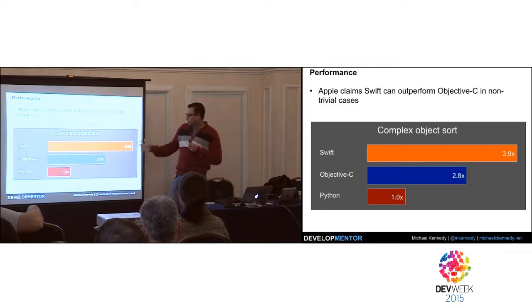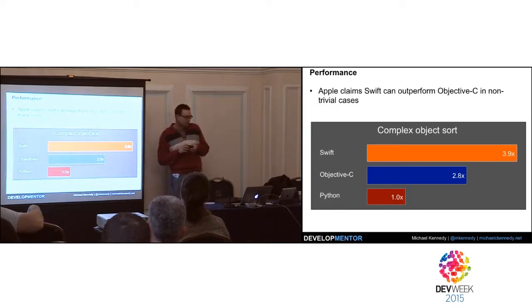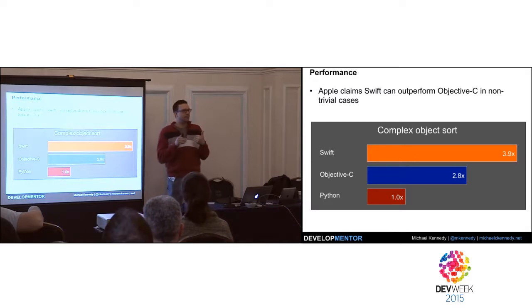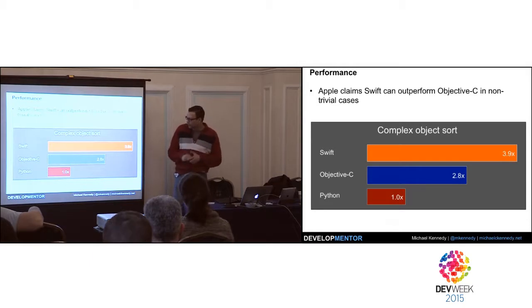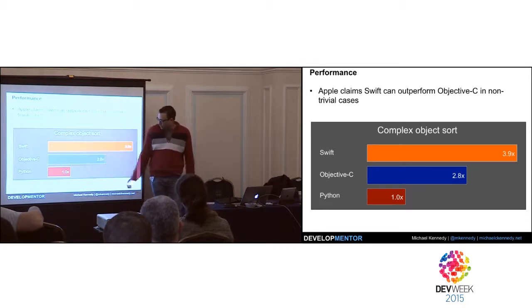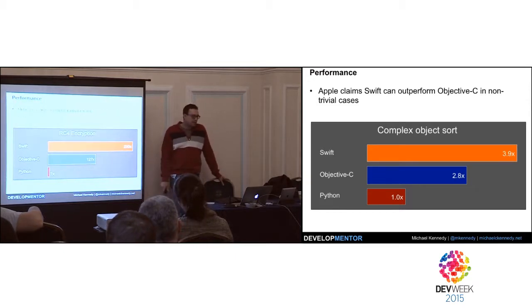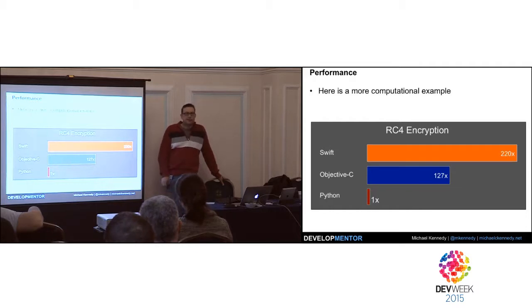So here is an example showing complex object sort. This is done in Swift, Objective-C, and Python. They use Python as the base because Python is somewhat slow under certain circumstances. I think they pick on it a little too much, but nonetheless. So here's sort of a baseline of Python. Objective-C is only 2.5 times faster, but Swift is actually almost 4 times faster. That's pretty cool.